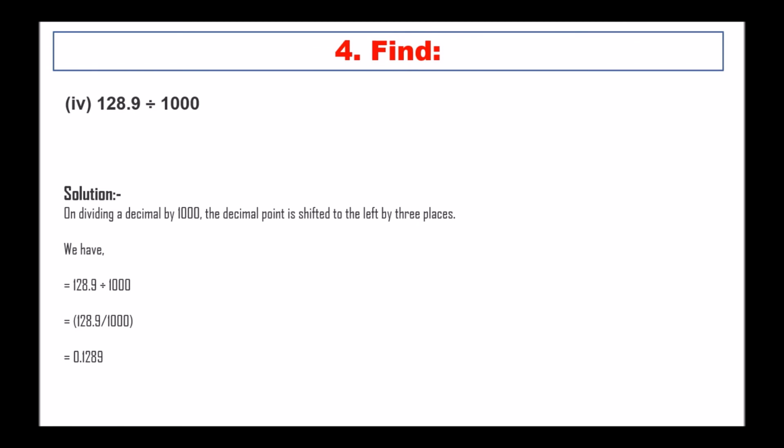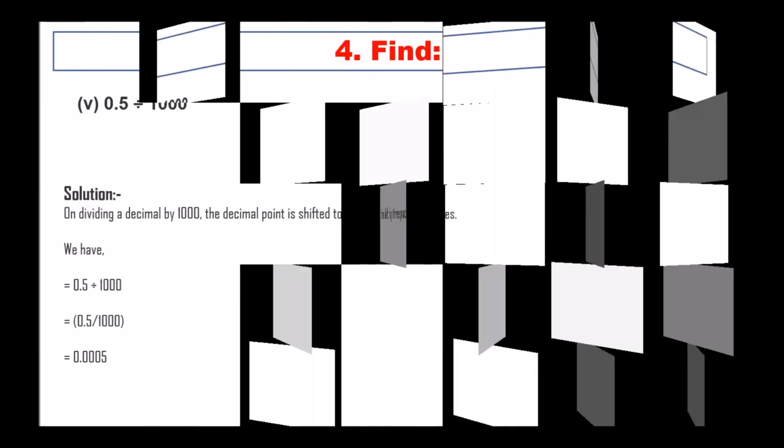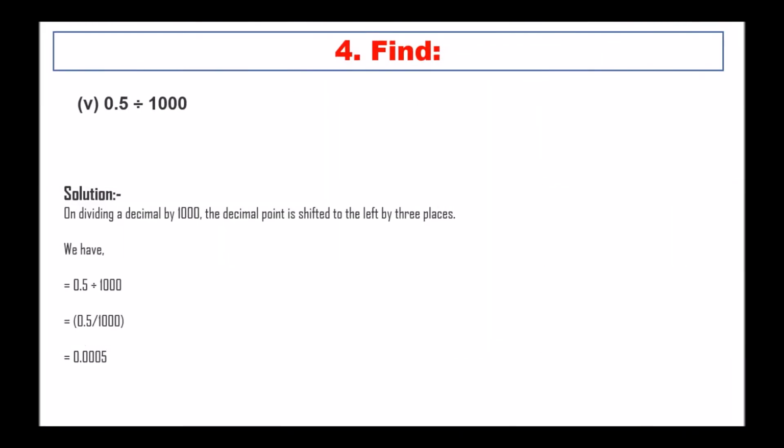128.9 divided by 1000. While dividing by 1000, the decimal point is shifted to the left by 3 places. So the decimal point will come here. So it will become 0.1289. Next, 0.5 divided by 1000. While dividing by 1000, the decimal point is shifted to the left by 3 places. So it will become 0.0005.